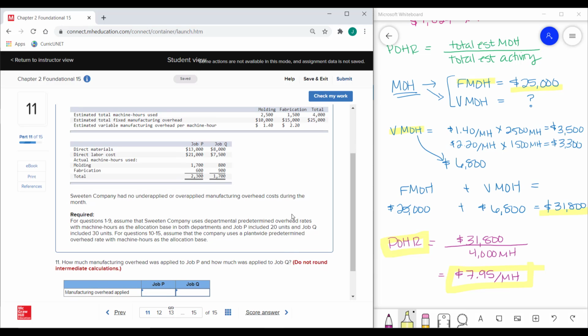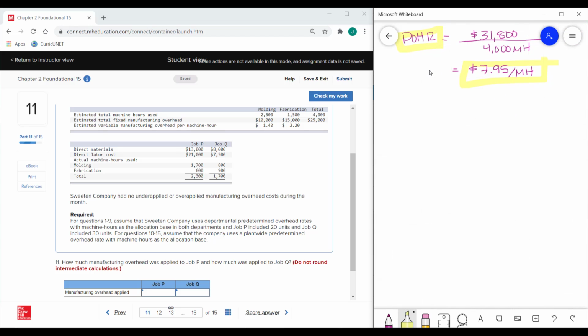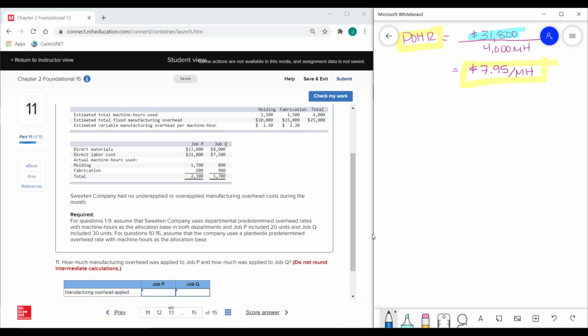How much manufacturing overhead was applied to job P and how much was applied to job Q? So now we're going to use this POR that we found to see how much overhead would be applied to job P and job Q. The difference is we're not doing it department by department. We're just taking all of the estimated overhead for the entire company for the period, this $31,800, and proportionately divvying that up between the two jobs using this POR that we just calculated here, the $7.95.